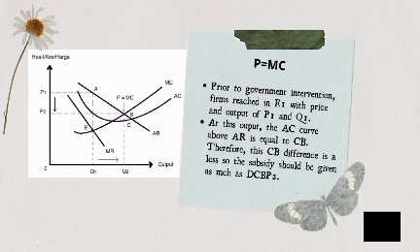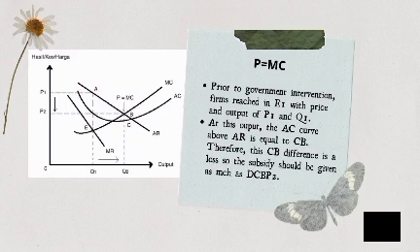I'm going to talk about direct control. There are 3 situations of direct control. The first one is P equal to MC. Prior to government interventions, firms reach equilibrium in E1 with price at equilibrium output of P1 and Q1.